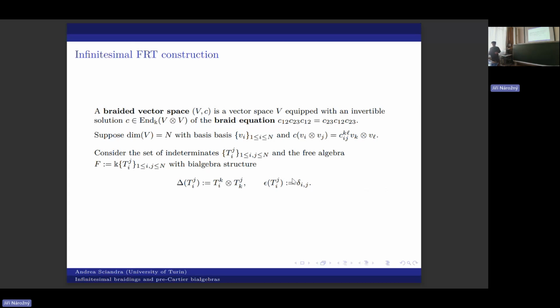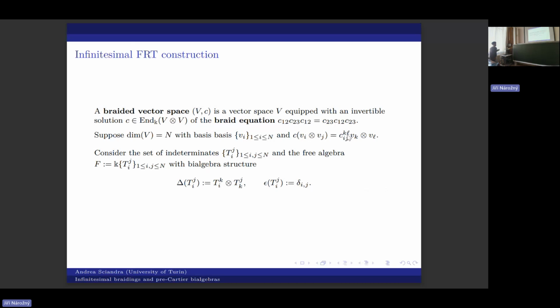Let's recall briefly the classical FRT construction. If we start with a braided vector space, so just a vector space V with an invertible solution of the braid equation, C. Suppose also that the dimension of V is n, we have a fixed basis, v_i, and also our braiding operator C is determined by these coefficients here.